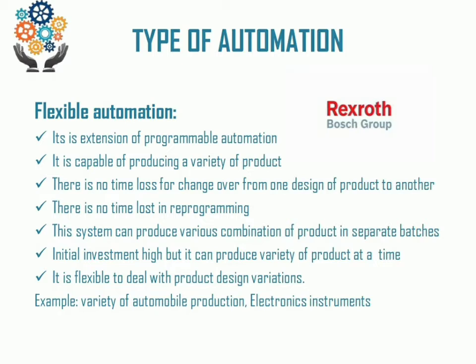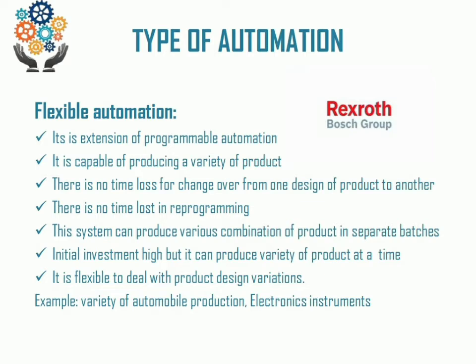There is flexibility of changing the design of products. You can manufacture a number of design batches of products in a single machine configuration of equipment. Initial investment is high, as we have seen in the previous two types of automation, but in the case of flexible automation the investment is significantly high, but the product quality and product design variety will be very high. It is flexible to deal with product design variation. The specific examples are variety in automobile production and electronics instruments.